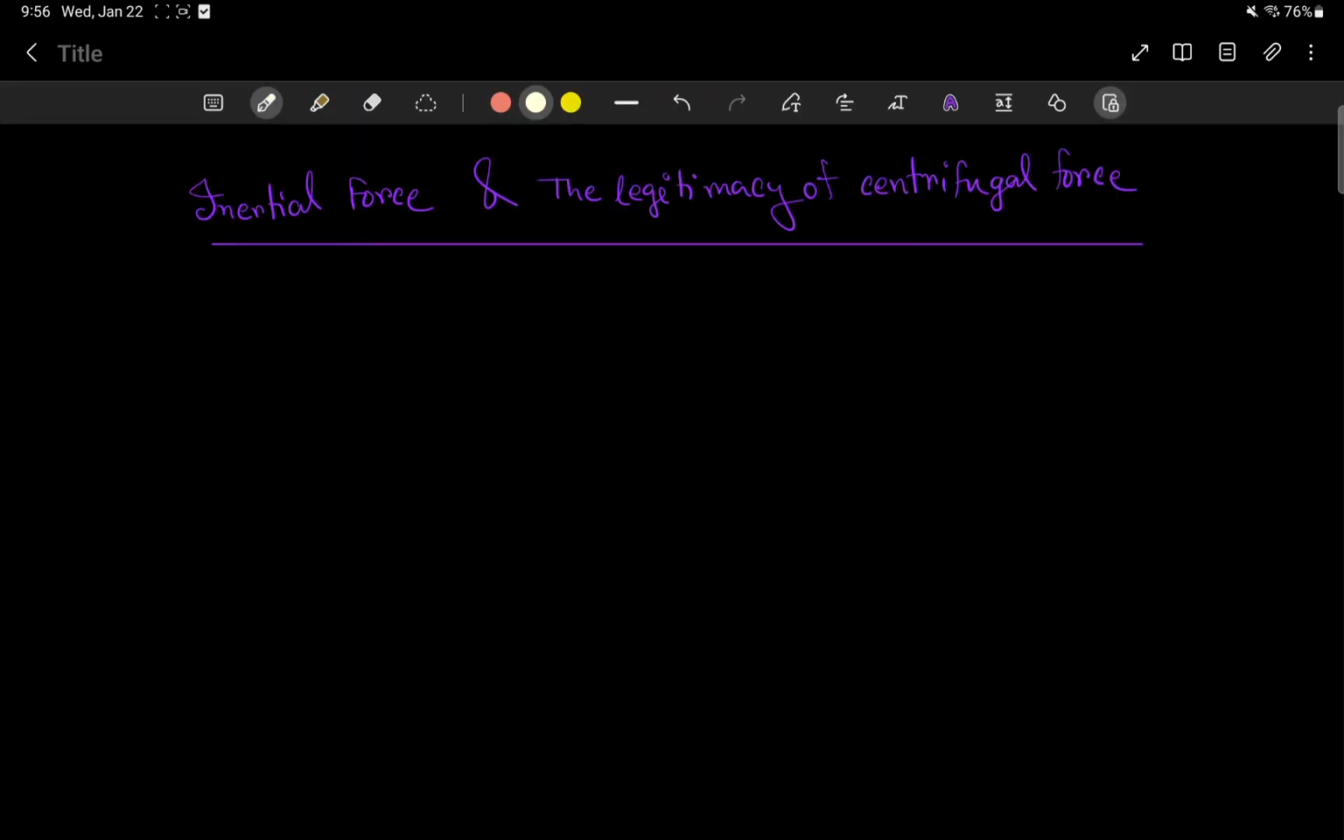Hello everyone, today we'll be trying to see what an inertial force is and we'll be trying to legitimize the use of centrifugal force. So let's get started. At first, what we'll do is consider the motion of two particles in an inertial frame. We'll call the inertial frame S.